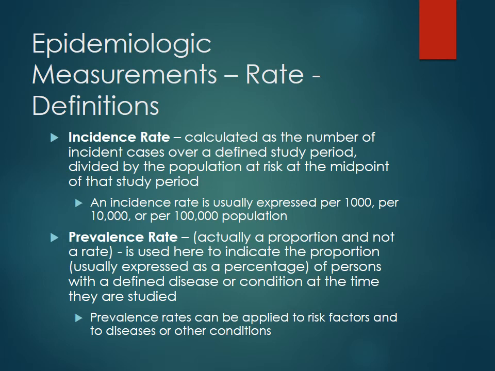Prevalence rate, this one is actually a proportion and not really a rate, but what we'll see here is that it's going to be used to indicate the proportion, usually a percentage, of patients who had a defined disease or condition at the time that they're being studied. So basically, prevalence rates can be applied to risk factors and to diseases or other conditions.